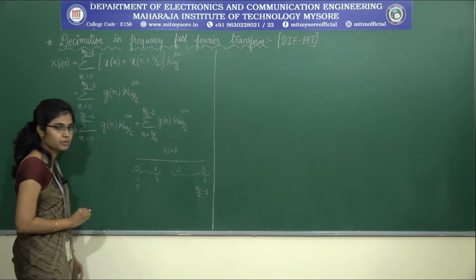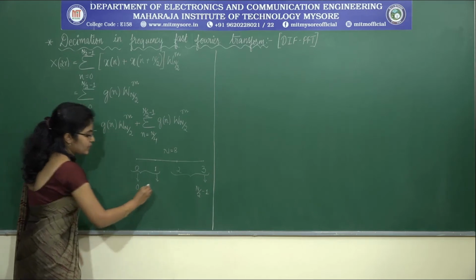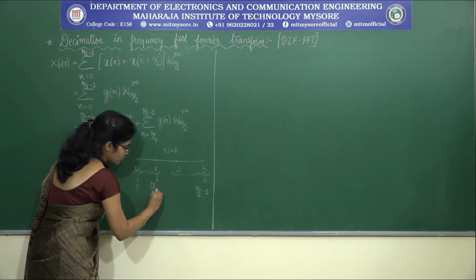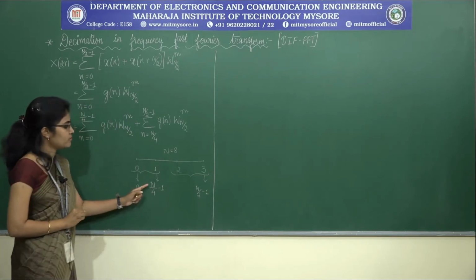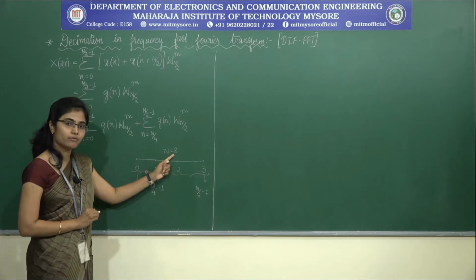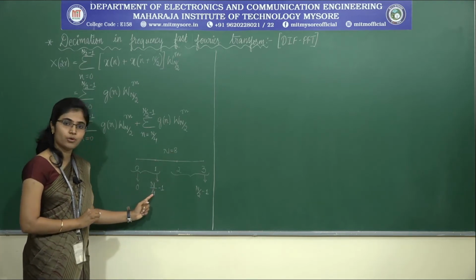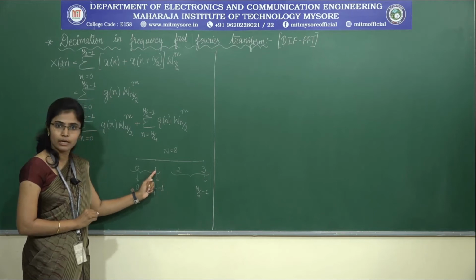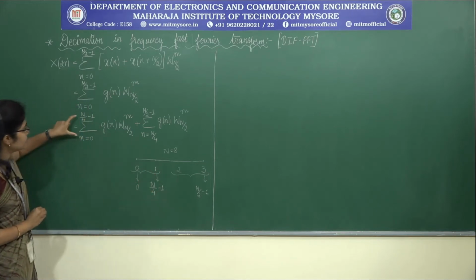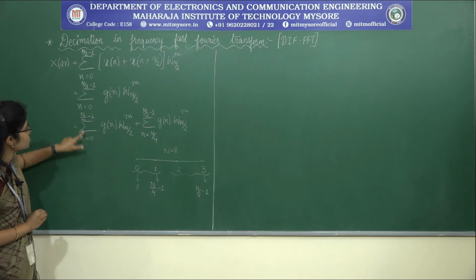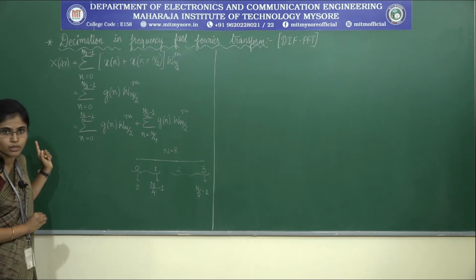So, what will be the upper limit? The upper limit will be n by 4 minus 1, correct. What is the value of n? The n value which we have taken is 8. 8 by 4 is 2, 2 minus 1 is 1. We are getting it as 1. So, the limit for the first summation which I took is from 0 to n by 4 minus 1.